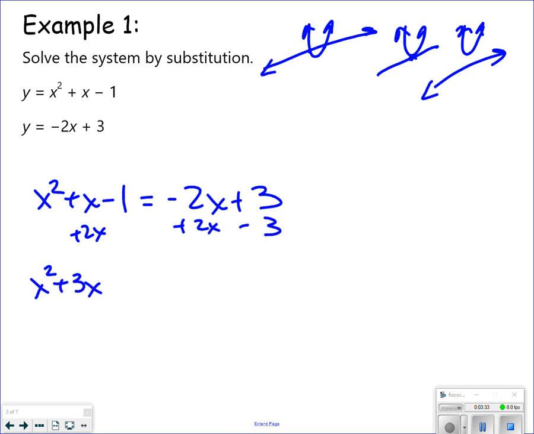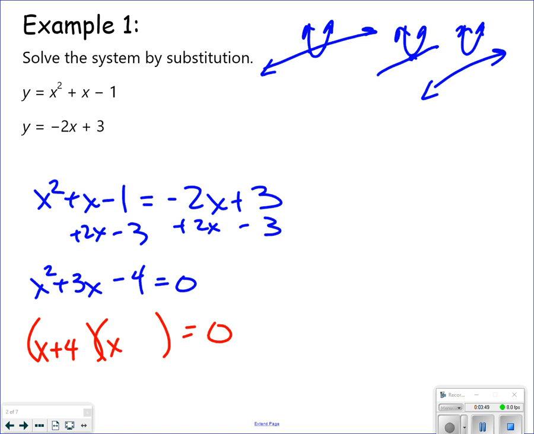I'm going to subtract 3 from both sides. And now I can use one of the methods that I've learned previously. I can factor this, and this one actually does factor, which makes life a little bit easier. Factors of negative 4 that get me 3 would be 4 and negative 1. Set the parentheses equal to 0. So I've got x plus 4 equaling 0, x minus 1 equaling 0. So I get x equals negative 4 and x equals 1.